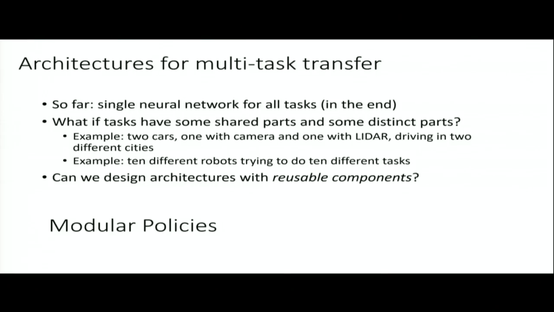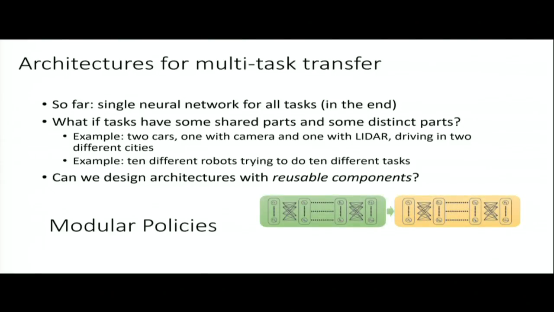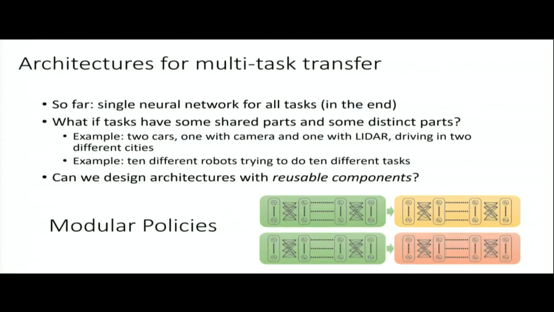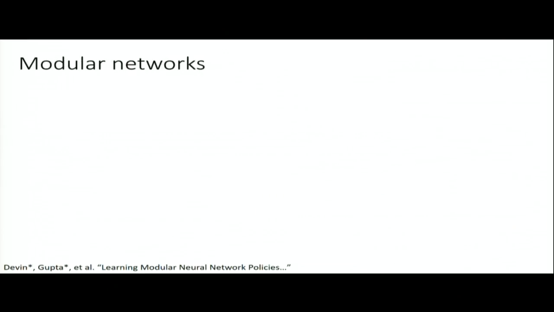So we're going to discuss this thing called modular policies, where the idea is to have a deep neural network policy that actually consists of multiple parts, and some of the parts are reused for different tasks and some aren't. So you might have, let's say, a policy consisting of 2 parts. The green part might be used for 2 different tasks, but then combined with a different yellow or orange part to specify the particular task it's supposed to be doing. So let me give a more concrete example, and this is from a paper by Devin and Gupta.